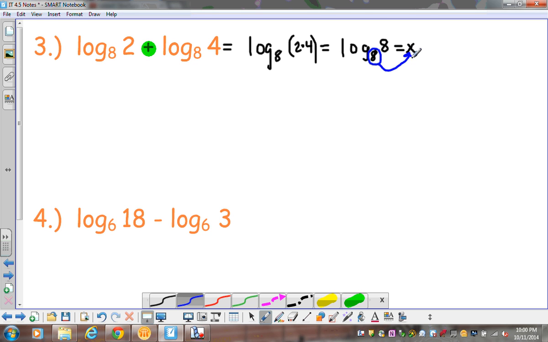So it's 8 raised to the x equals 8. So 8 raised to the x equals 8. I'm going to call that 8 to the first. Once again, I've got the same base, so we'll set my exponents equal to each other. So x equals 1.